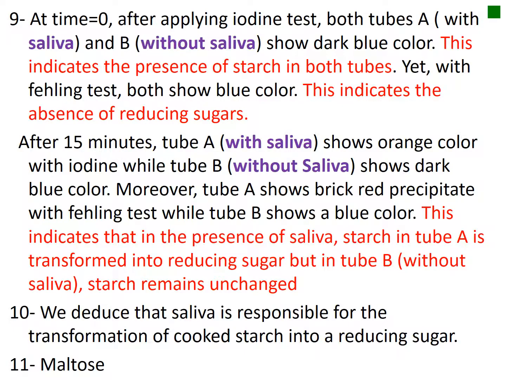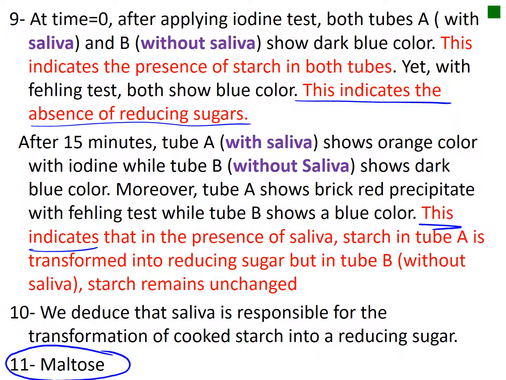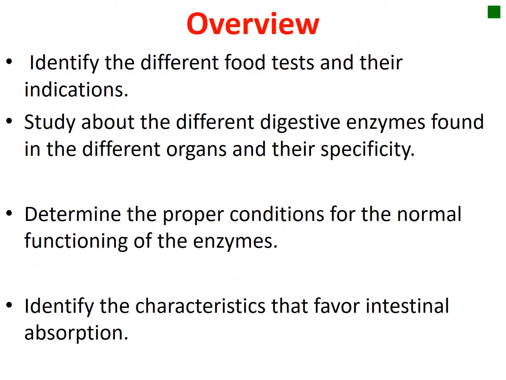Interpret is analysis plus an indication. So you have to give an indication at the end of your analysis. That's why it's called interpret. Don't forget the indication. Deduction, we deduce that saliva is responsible for the transformation of cooked starch into reducing sugar. Starch is transformed into maltose.